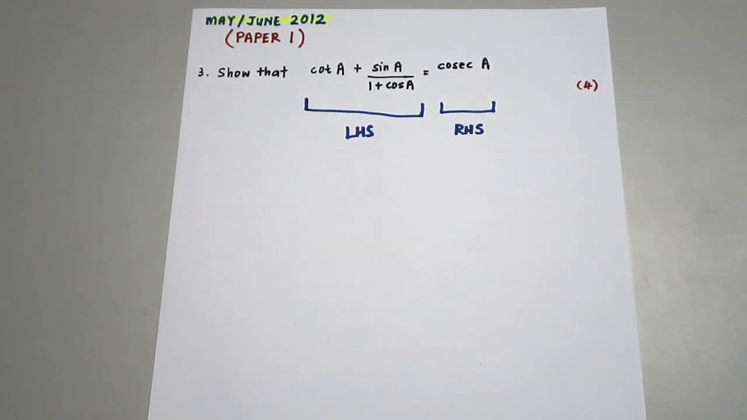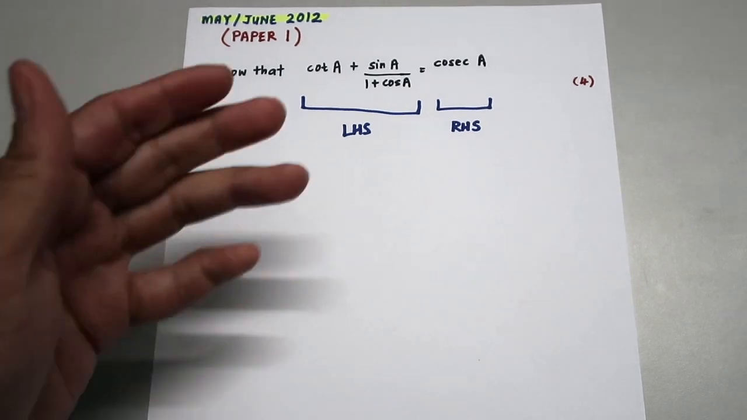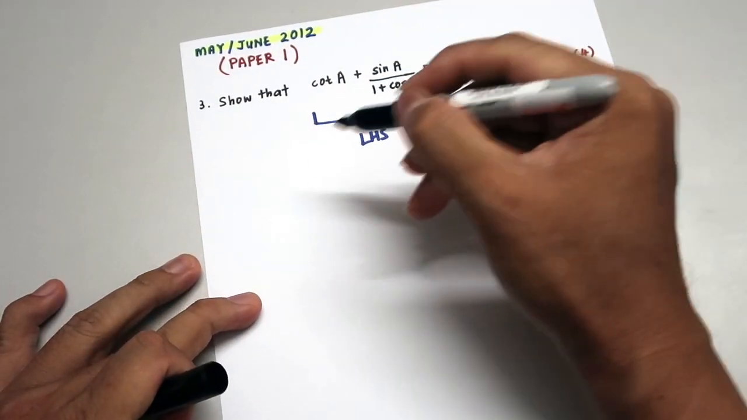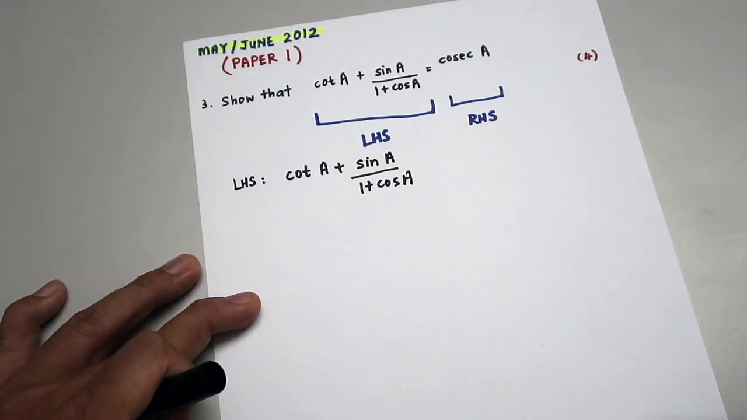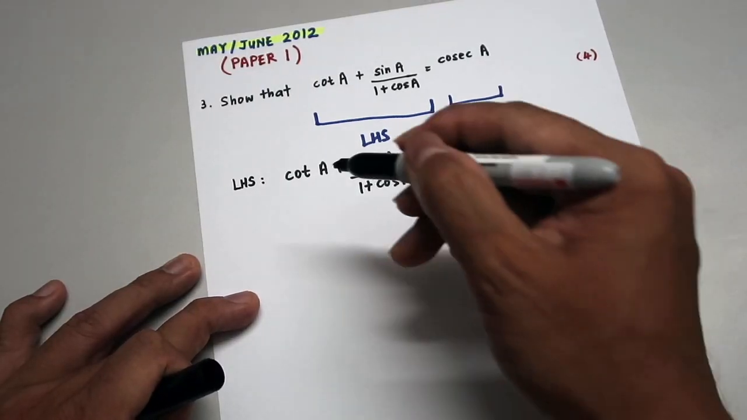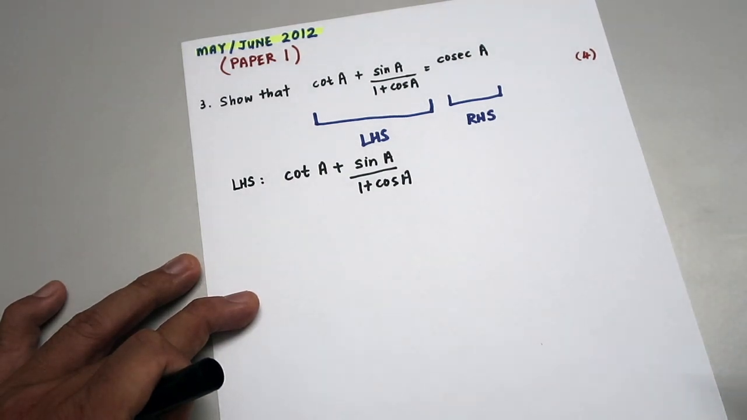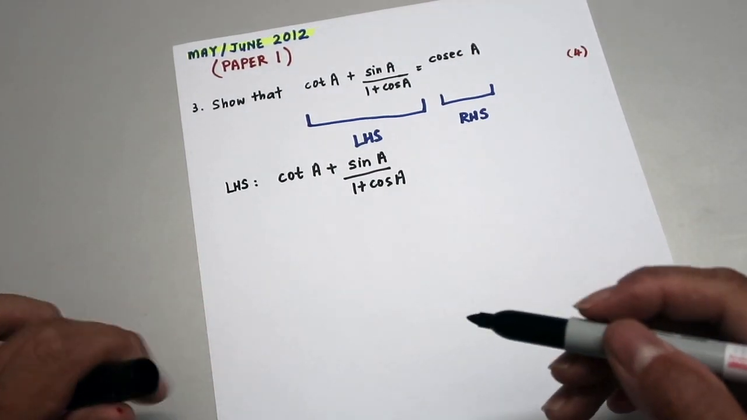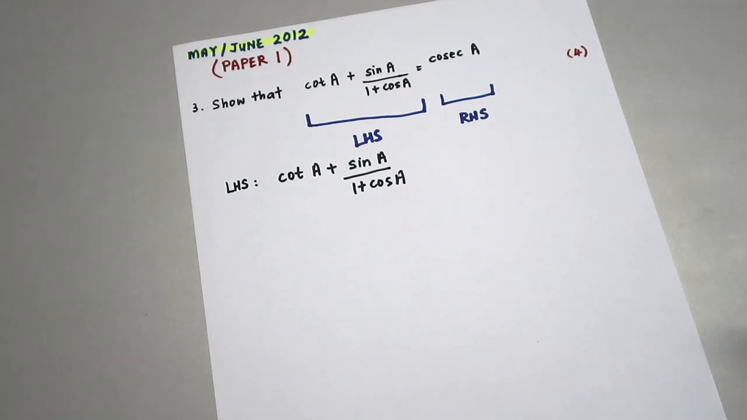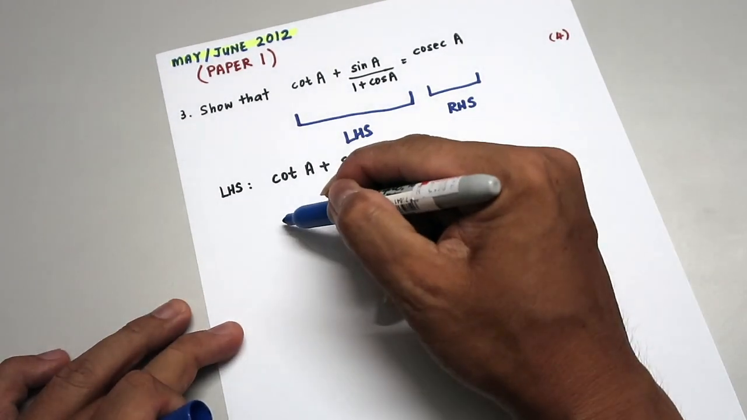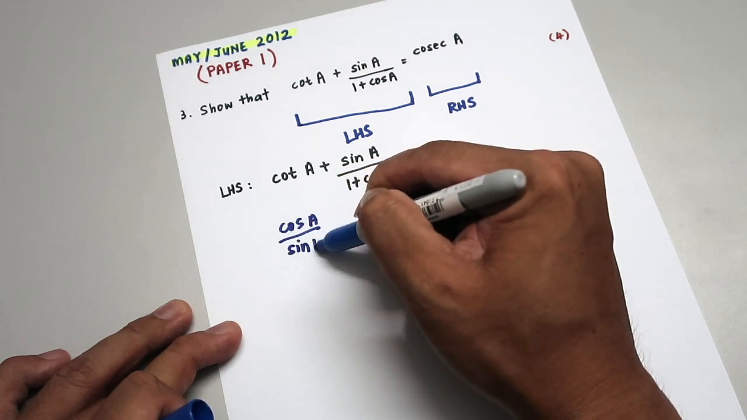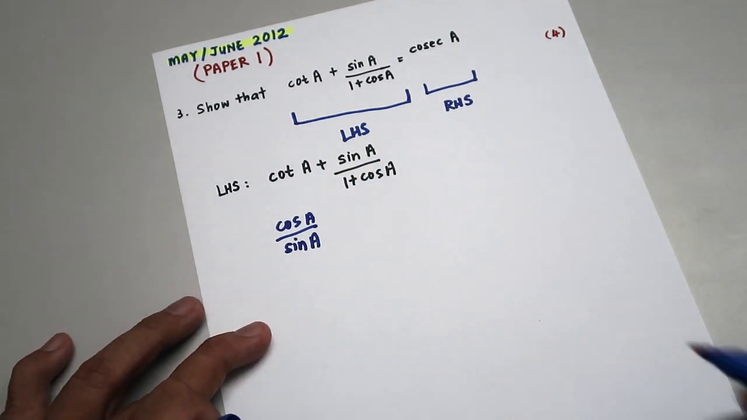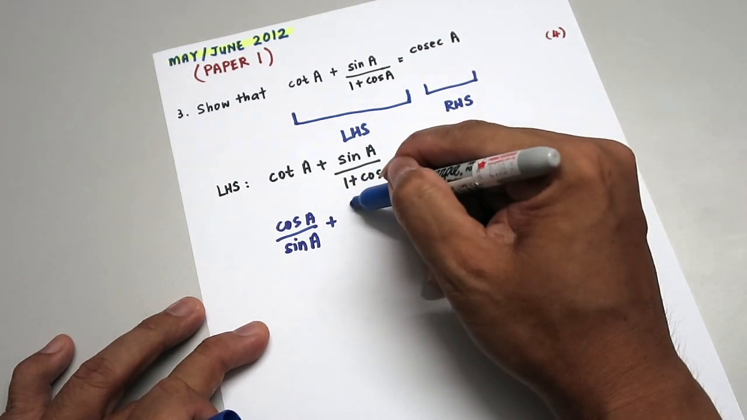So usually start from your left, and what can we do here? Change cotangent A, because cotangent A is cos A over sine A. So cos A over sine A.